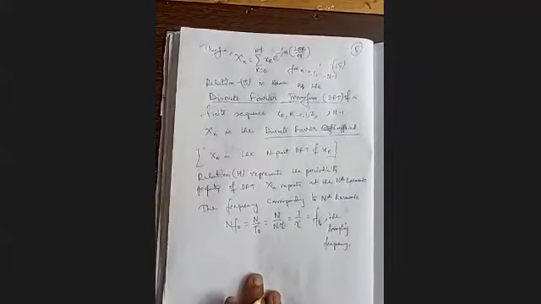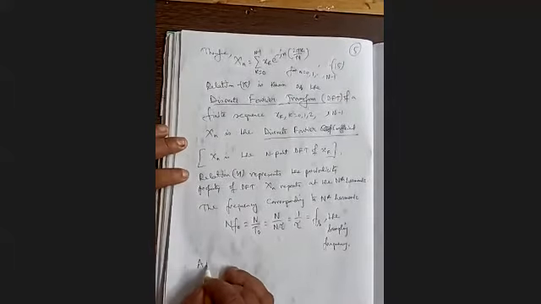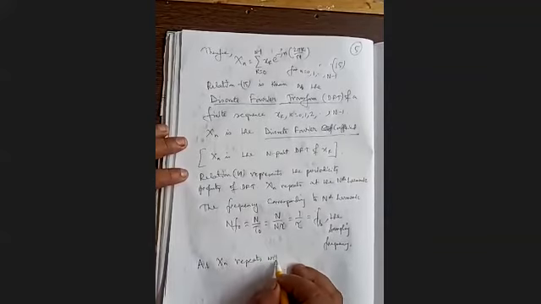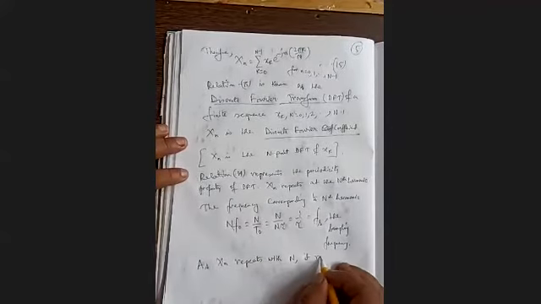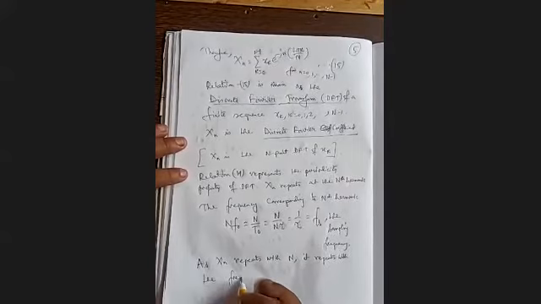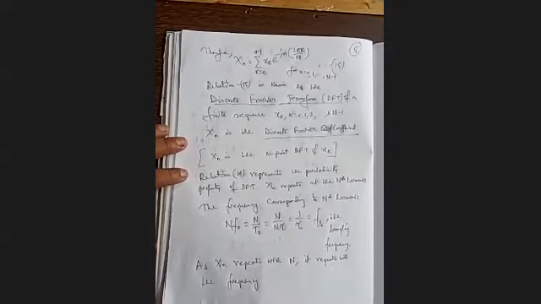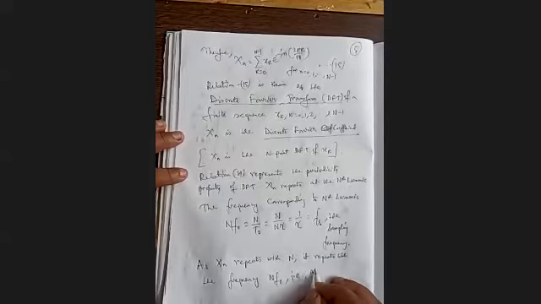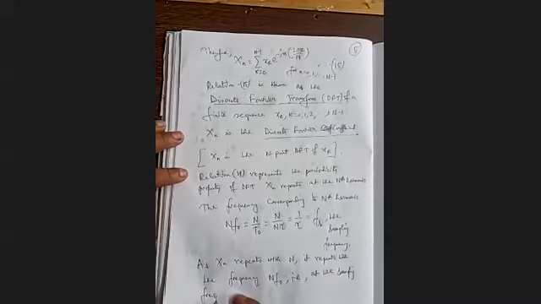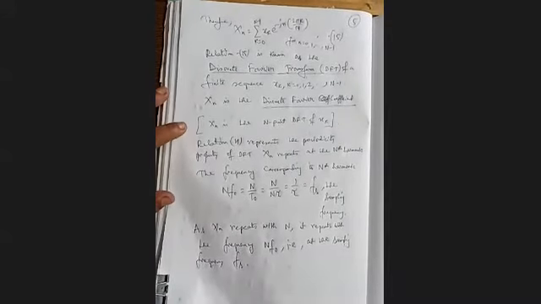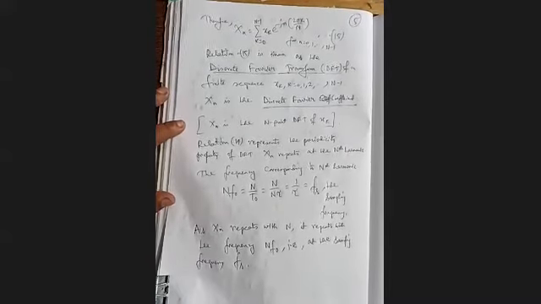So nth harmonic means sampling frequency. So we can write Xn repeats with n, it repeats with the frequency nf0, that is at the sampling frequency fs.